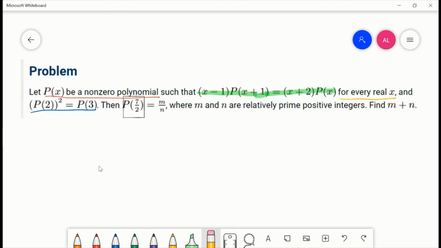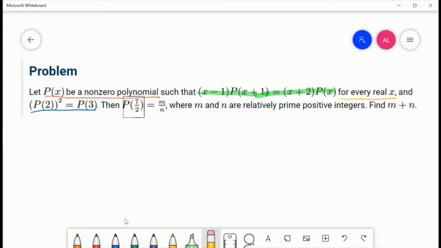And the first thing we're going to do is also substitute values, but this time I'm going to substitute x equals 2. Why 2? Well, on the left side, we will have p of 3, and on the right side, we'll have something times p of 2. And both p of 3 and p of 2 appear in our blue highlighted identity. So what we get is the following.